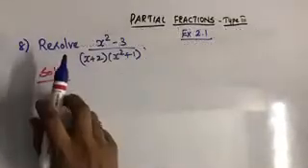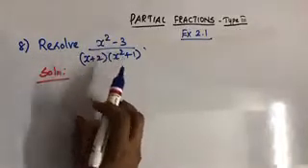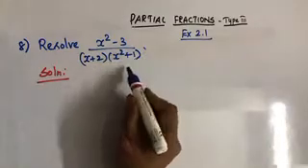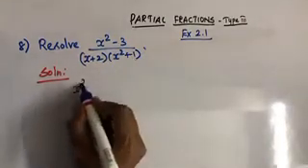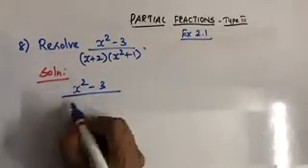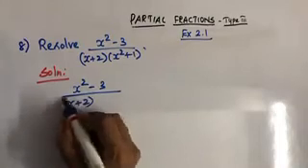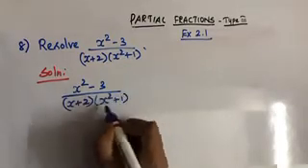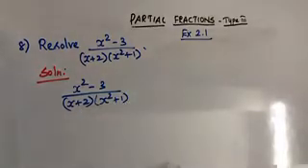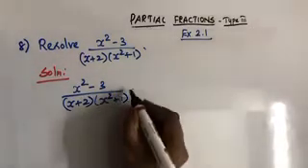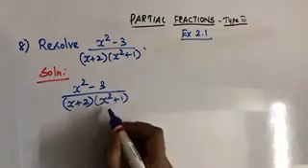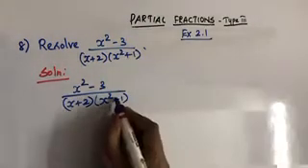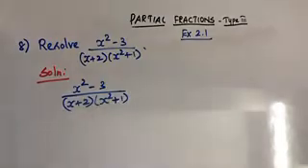Eighth problem. Resolve (x square minus 3) divided by (x plus 2) into (x square plus 1). Here, look at the denominator. The first one is a linear factor x plus 2 and the second one is x square plus 1. Can we factorize x square plus 1? We couldn't. If it is x square minus 1, we can split it as x plus 1 into x minus 1. But it is x square plus 1 and we couldn't factorize it.